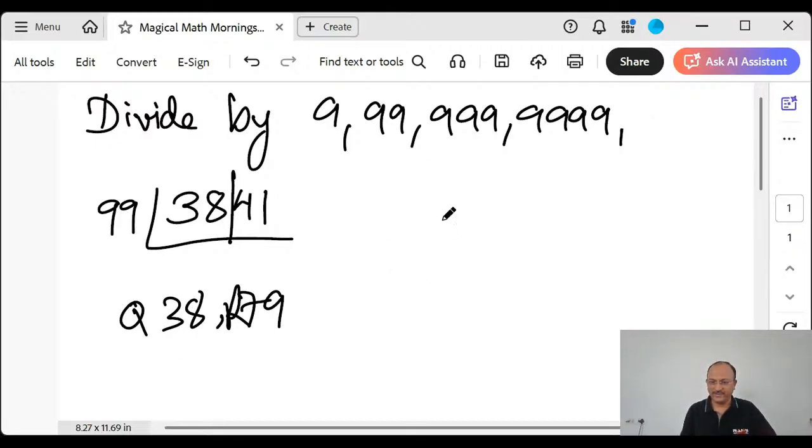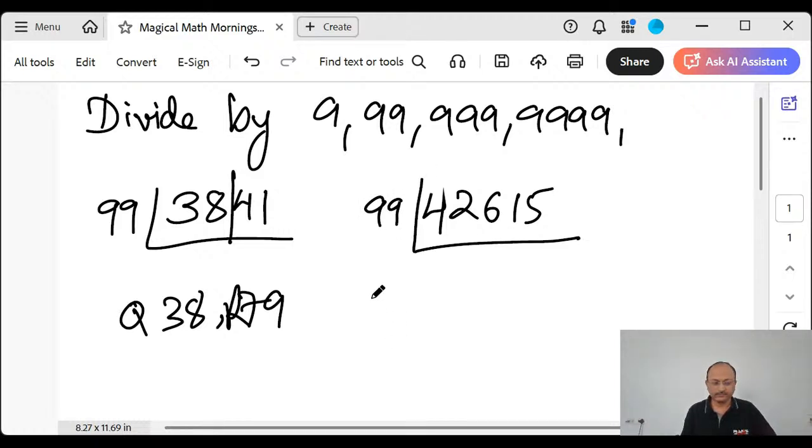Next one. Very good. Little bigger number. 42,615 divided by 99. Write the quotient, comma, remainder.